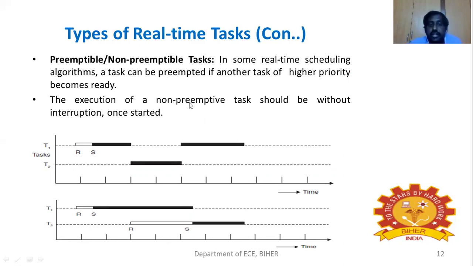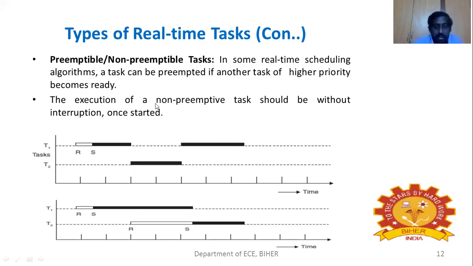The execution of a non-preemptive task should be without interruption once started. So that's the difference. Preemptive means it can wait for the other high priority task, and the execution depends purely upon the arrival of other higher priority tasks. A non-preemptive task should be executed without any interruption. Once it is started, it should be finished.